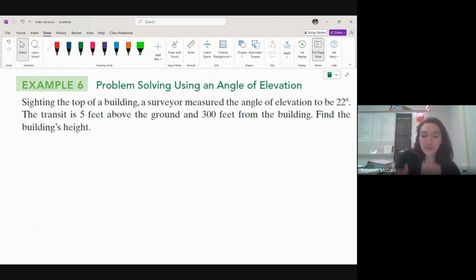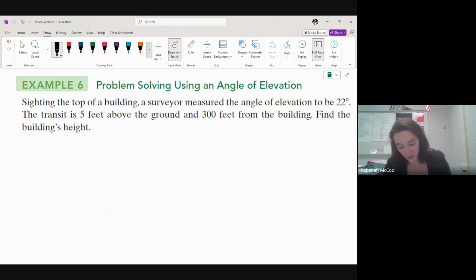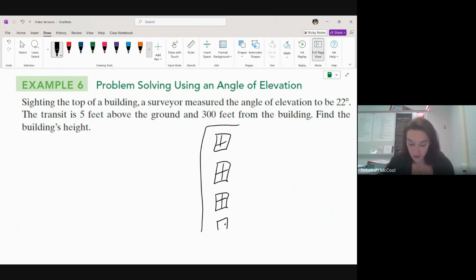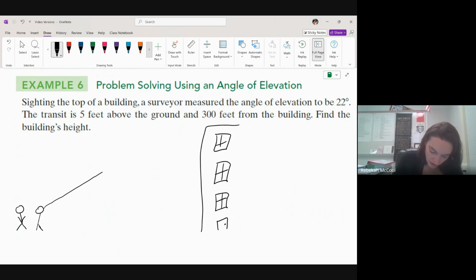Find the building's height. I'm a little silly, and I like to usually draw a picture to go with these types of word problems. So we're looking for the top of the building, right? So there's my building over here. Some nice windows on it. It should probably have a door. And then we've got somebody who's measuring, a surveyor. And if you've ever seen surveyors, you'll know they've got a little tool that they use on a tripod. I promise it's not the same as my stick figure guy. But that's what's measuring the angle of elevation to the top of the building.